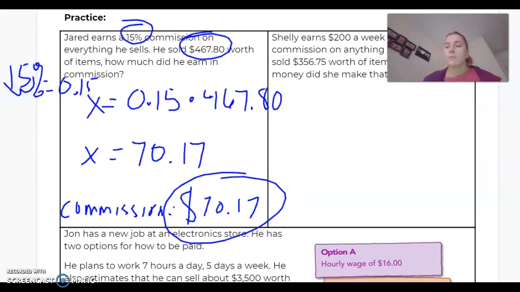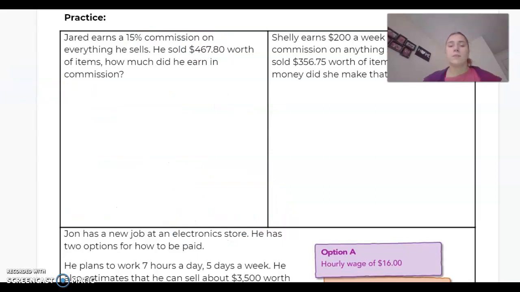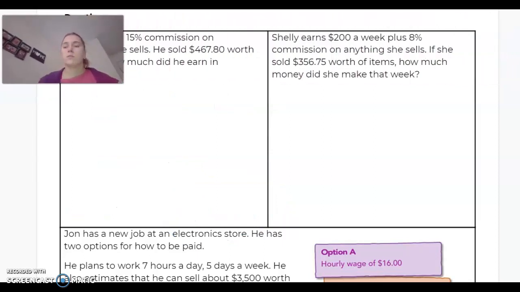So we're going to look over at number 2. Let's read the question. Shelly earns $200 a week. That's her wage. She's earning $200 a week, plus 8% commission on everything she sells. Okay, so in this sum, we're going to have to add in that wage at the end. If she has sold $356.75 worth of items, how much money did she make in total that week?